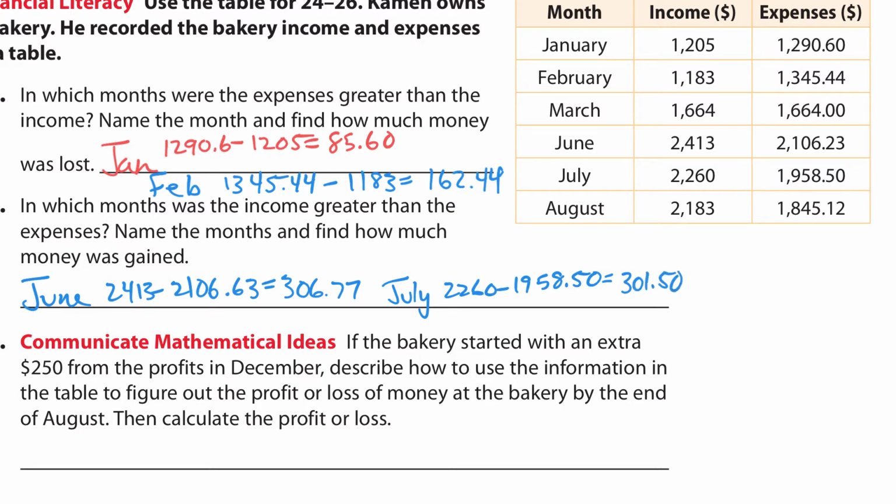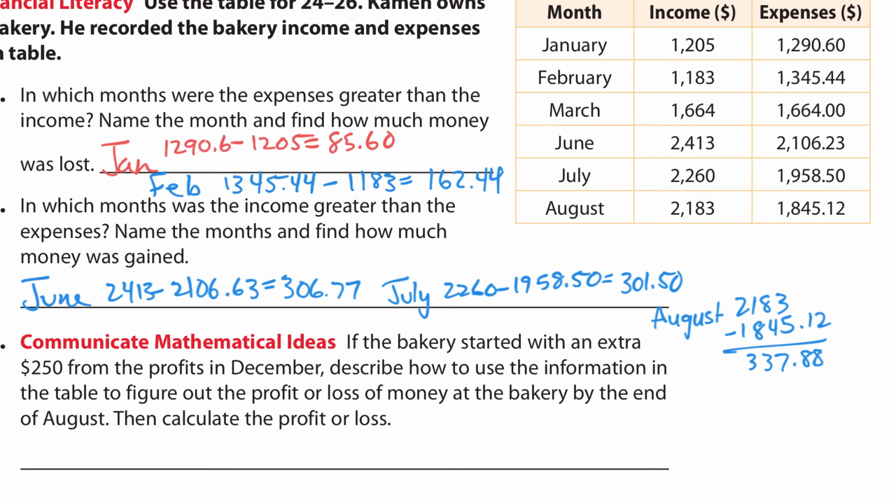301.50. And then we have August, which is 2183 minus 1845.12. And that is 337.88, 337.88. And there you go. Those are those 3 values.